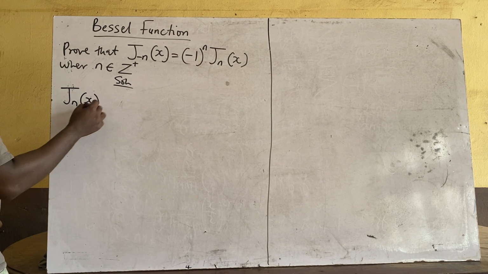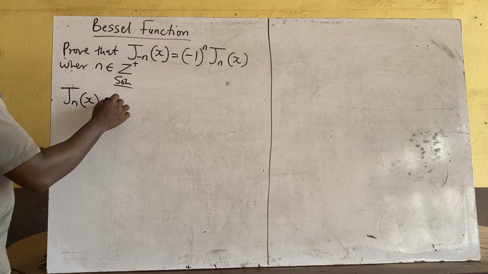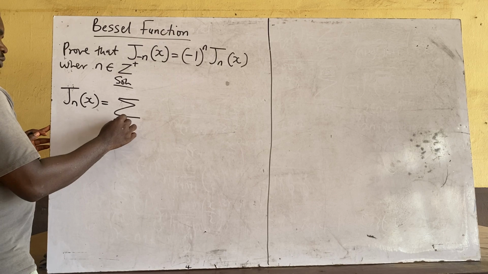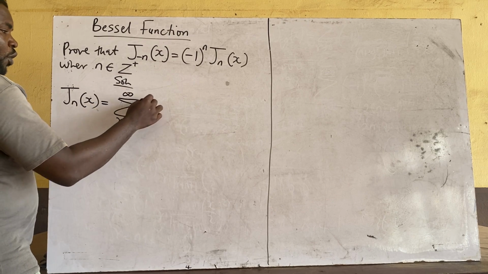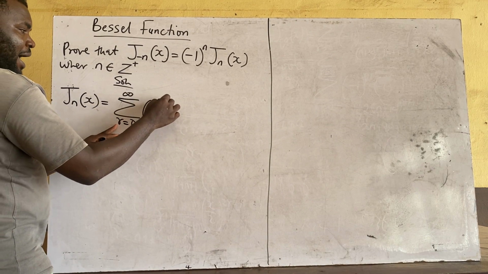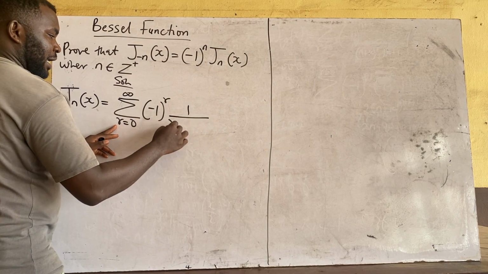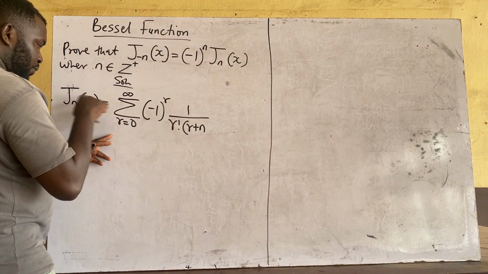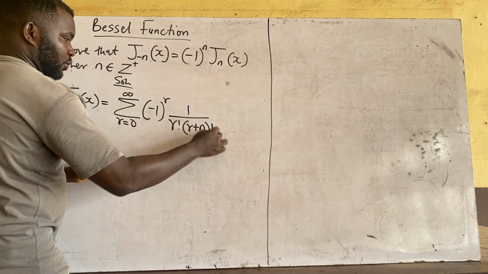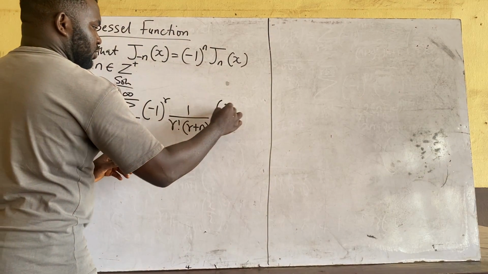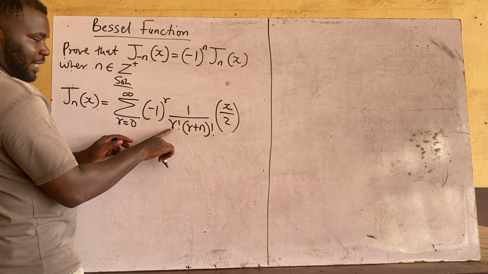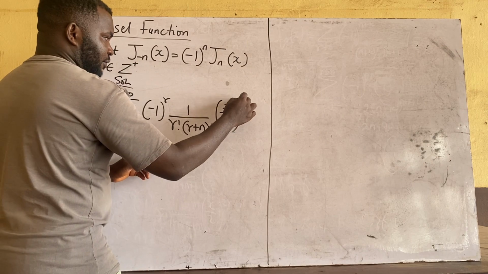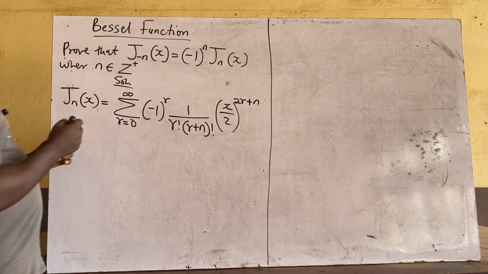J n of x is given as, let me tell you how to remember it. Just have the summation of any alphabet you like. Let me choose r starting from 0 to infinity of minus 1 raised to power the same r. Then you now have 1 over that same r factorial. Then I'll now have r plus n, okay, r plus this n factorial. Then you now have x over 2. Then you now see this as r plus r will give you 2r, then plus n. So I'm going to have 2r plus n here. So that is how I remember it.